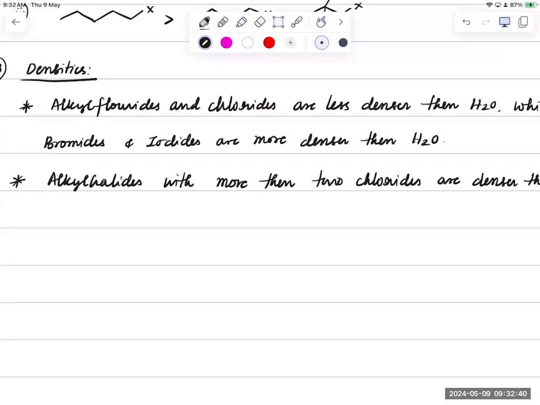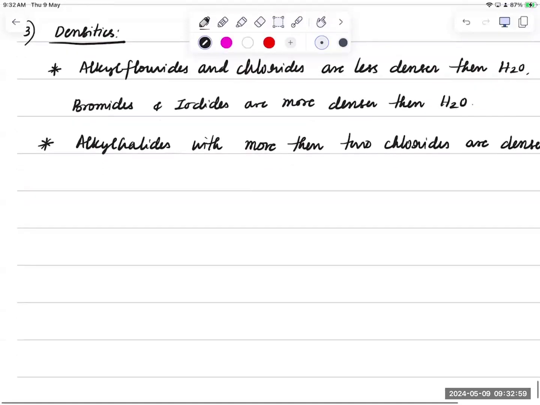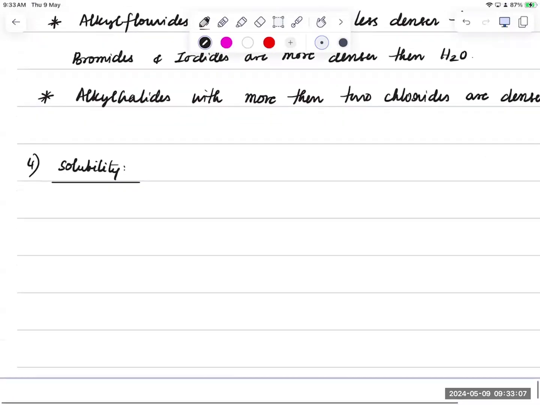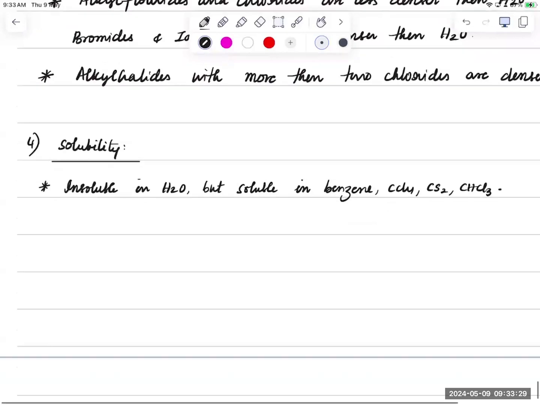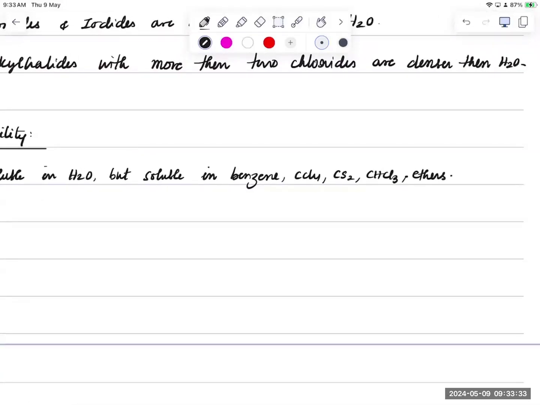Most of the alkyl halides are soluble in benzene, ether, and chloroform. They are very sparingly soluble in water, or I could say almost insoluble in water, but they are sufficiently soluble in benzene, ether, or chloroform. So if you see the solubility part, they are insoluble in H2O but soluble in benzene, CCl4, CS2, and chloroform, CHCl3. Ethers also, in this case, they are soluble.